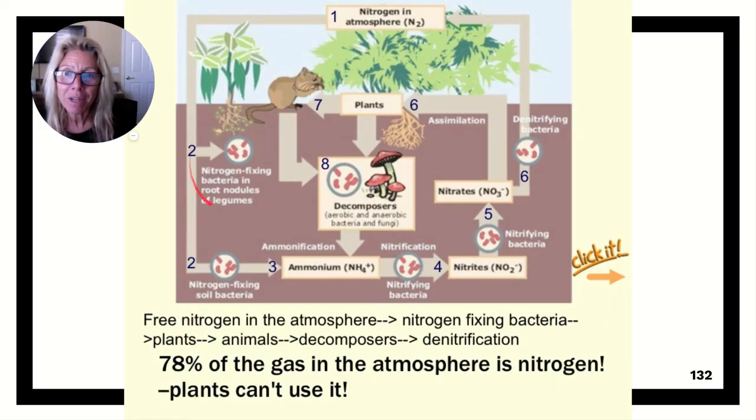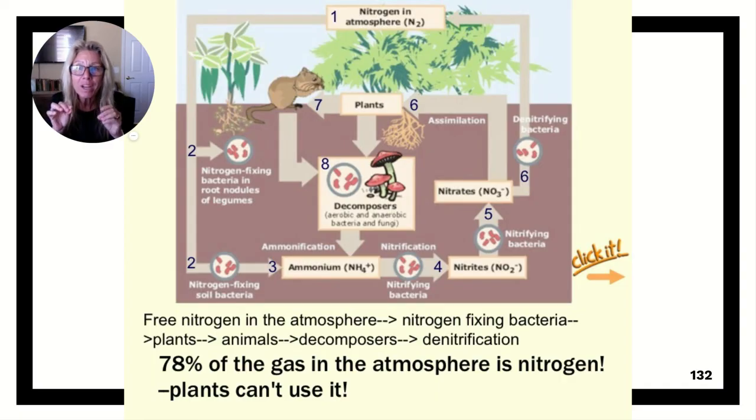Oh, that sounds like a symbiotic relationship, possibly mutualistic, where the plant provides sugar for the bacteria and the bacteria provides nitrogen for the plant. Yes. Okay. Or nitrogen fixing bacteria in the soil. And the first thing they will make is ammonium. So you have nitrogen in the air converted to ammonium.